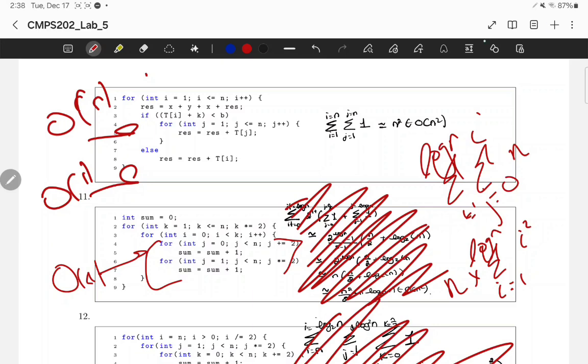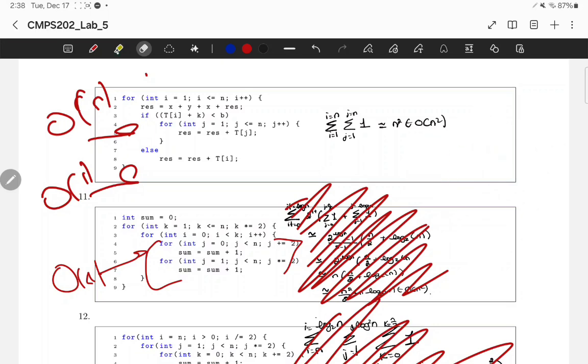Actually, here I made a mistake. It's not each time. I said number of operations, right? So we're doing log n operations. But let me redo this one. Here what we're doing is log n operations, right? So here we have log n times.